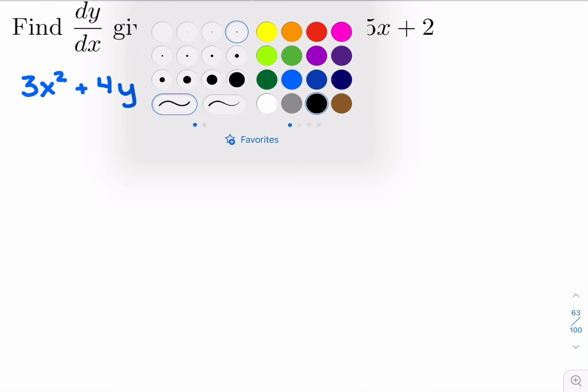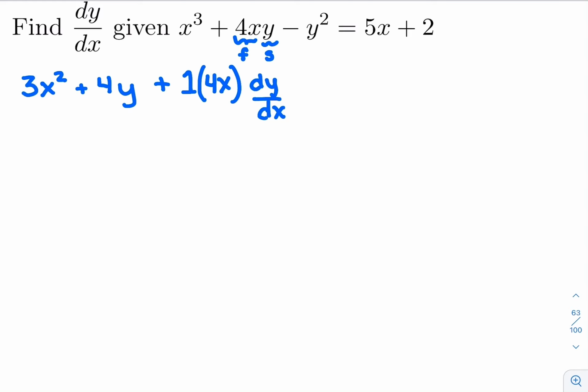Let's double check it before we move on. Derivative of the first term, 4x, is 4, original second is y, plus derivative of the second term is 1 dy/dx times the original first, which is 4x. So it looks like we are good to go.